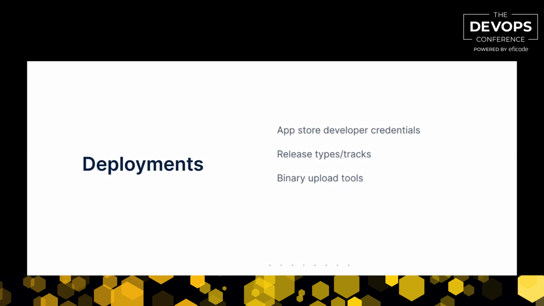But you can upload and you can set the release types and tracks that you're uploading to from your deployment pipeline. You'll need to have your developer credentials either in the environment or use an API key if you're leveraging the API. You'll also need to set which release type or track you are deploying to. And there's a variety of binary upload tools to get the signed bundle that was output in the last step up to the app stores.